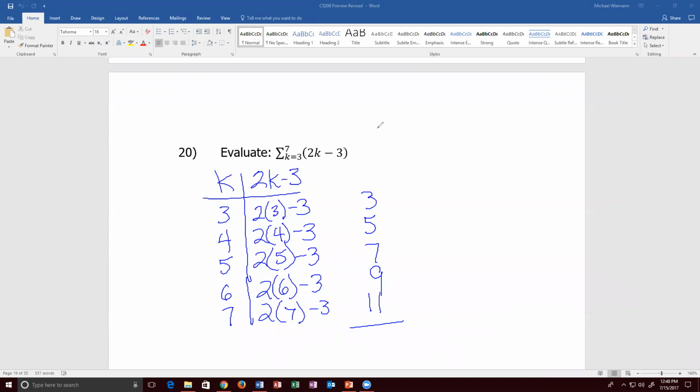What I need to finally do now is add those results that I did on the 4, 5 line. So 3 and 5 are 8, 7 makes 15, 15 and 9 is 24, 24 and 11. Grand total, if I sum up those values, is 35 as the correct answer to problem number 20.